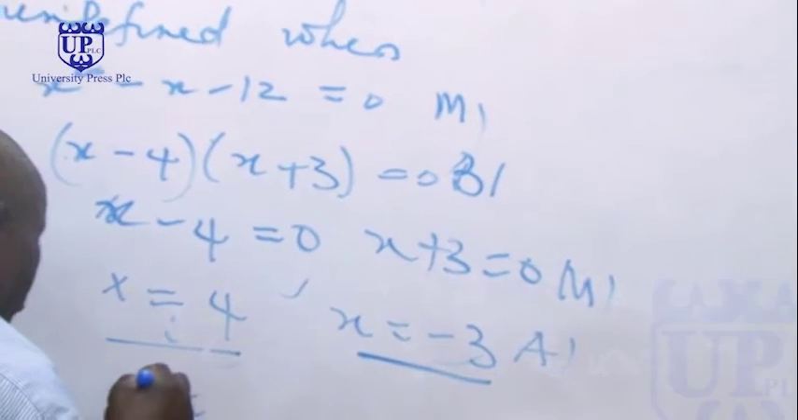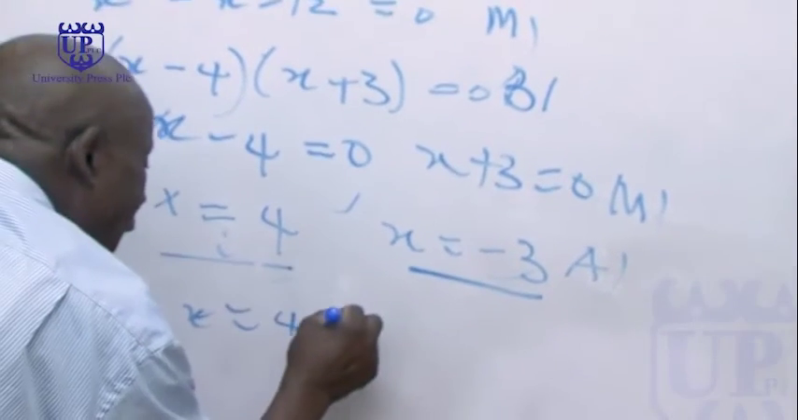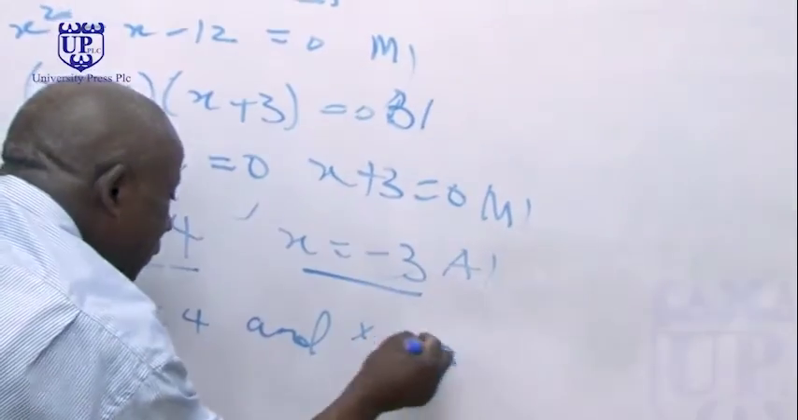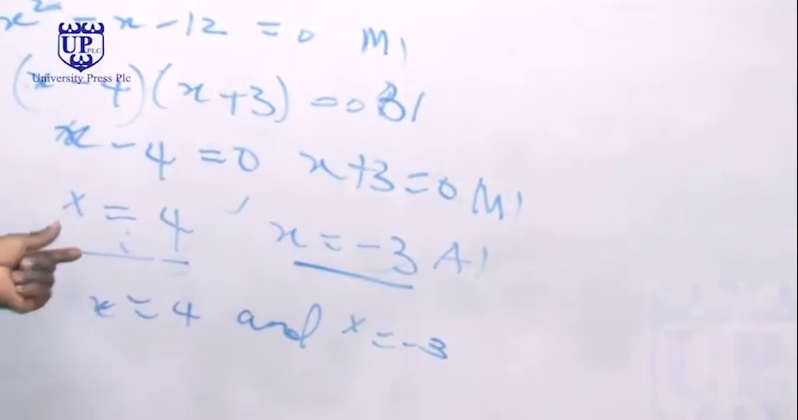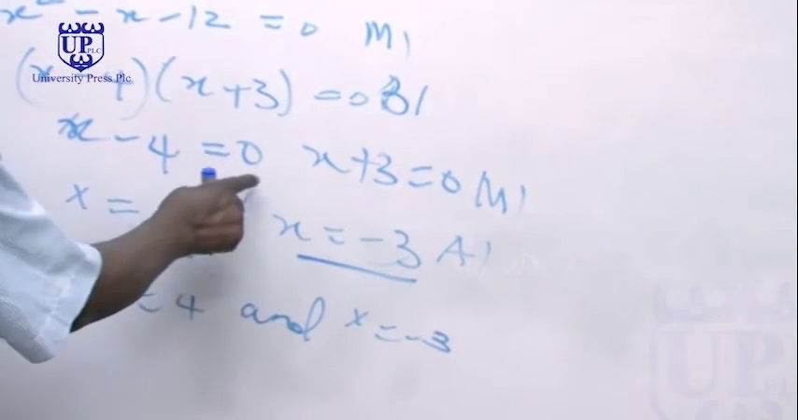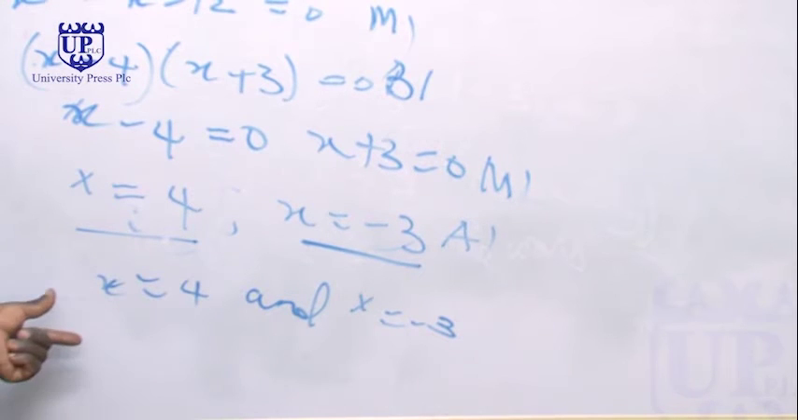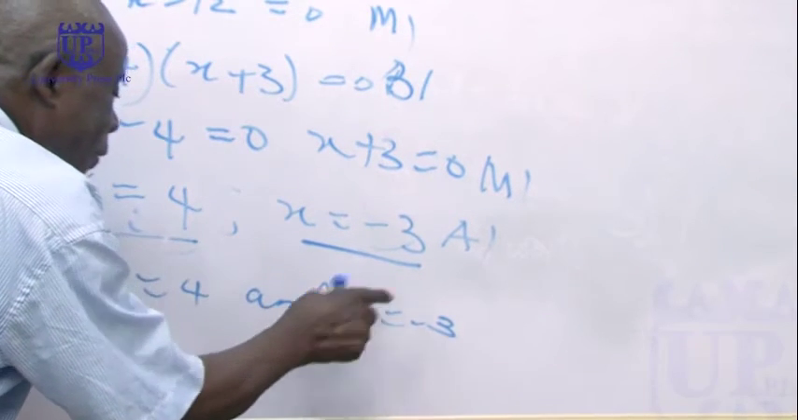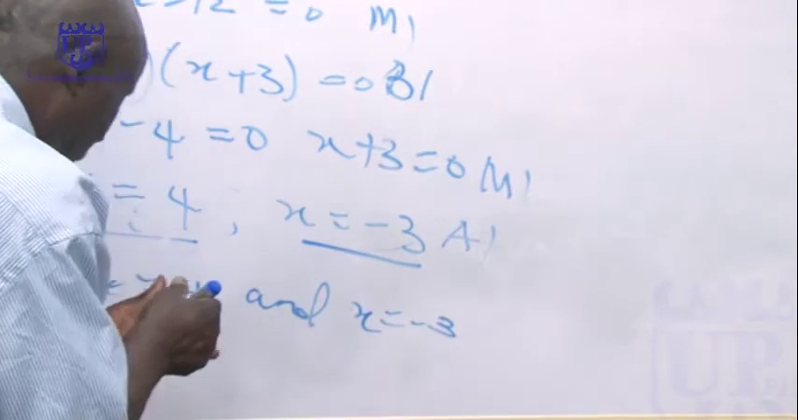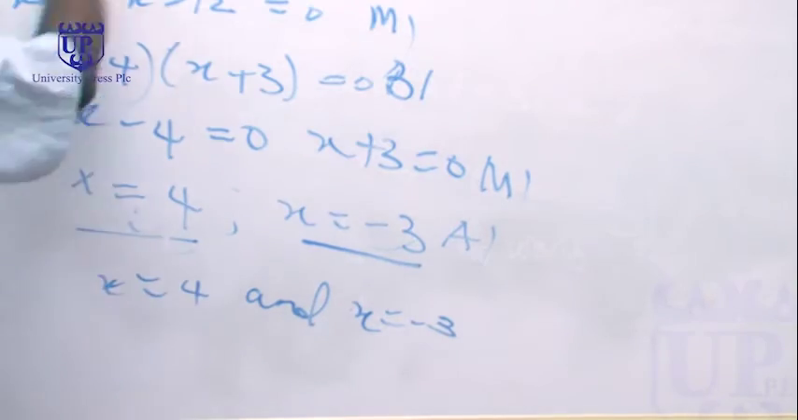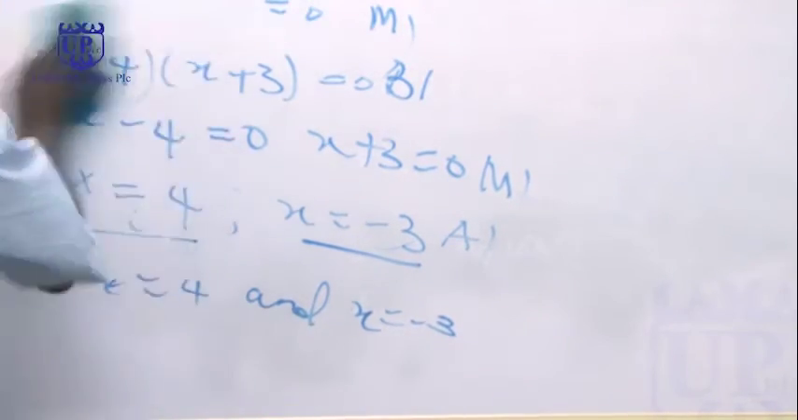X is 4 and x is minus 3. It's still the same thing. They may consider it x is 4, comma, then x is minus 3. Or you say x is 4 and x is minus 3. Now, let's continue.